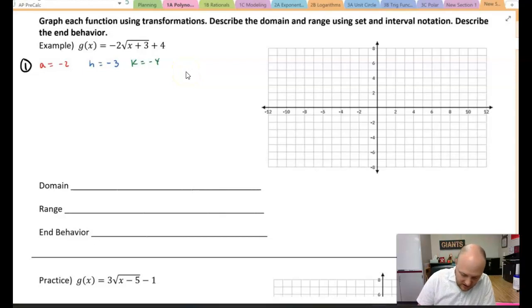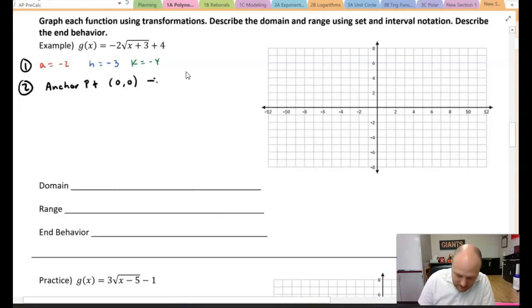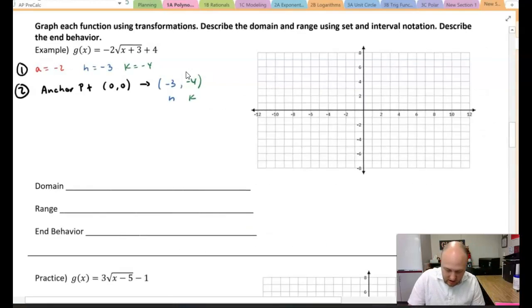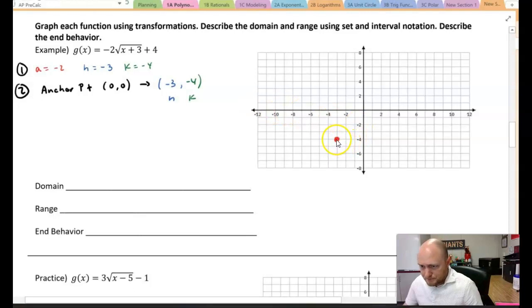The second thing that we need to do is take our end point or the anchor point, and we're going to move it from 0, 0 to h comma k. So -3, -4. There's your h and your k. So I'm going to go ahead and plot this point, and I'll put it in red. -3, -4. There we go. So there is our end point.